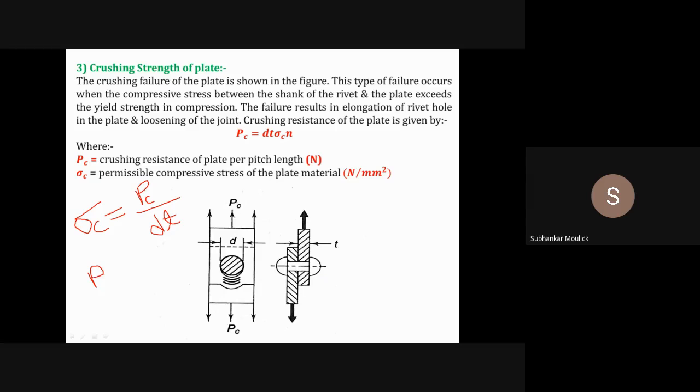So Pc becomes sigma c into t into d. And if more than one rivet is used in a joint, then you have to multiply by the factor n also. What is n? n is the number of rivets per pitch length. So the crushing resistance of the plate is given by the expression Pc is equal to d t sigma c into n, where Pc is the crushing resistance of the plate per pitch length, sigma c is the permissible compressive stress of the plate material in Newton per mm square, n is the number of rivets per pitch length, d is the diameter of the rivet, and t is the thickness of the plate. Is it clear? Any doubt so far?